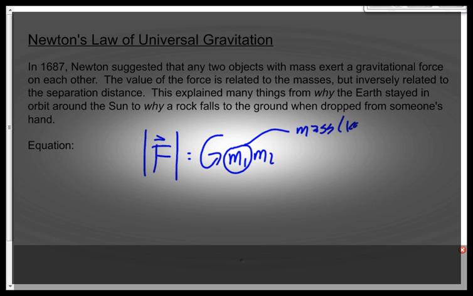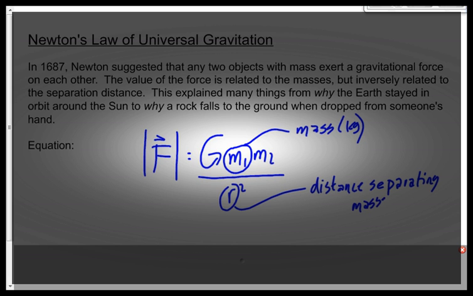Take the force of gravity between you and your neighbor. M1 is the mass of you. M2 is the mass of your neighbor. The constant times M1 times M2 over R squared. R you'd think would be a radius, but it's not. R is just a distance of separation, a distance separating the masses. And that's going to be measured in meters.